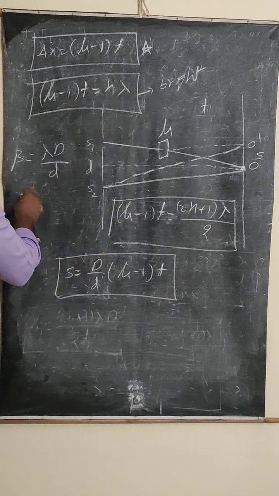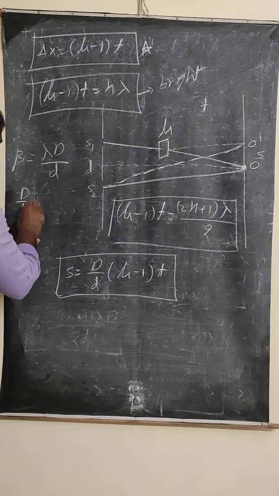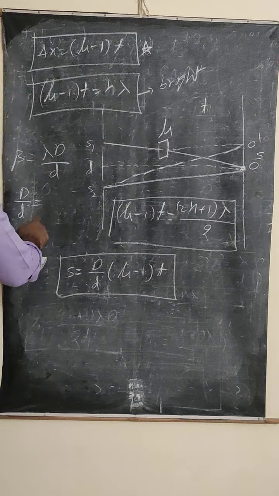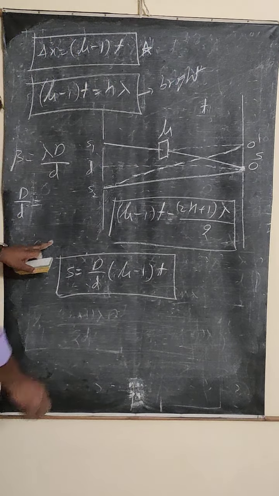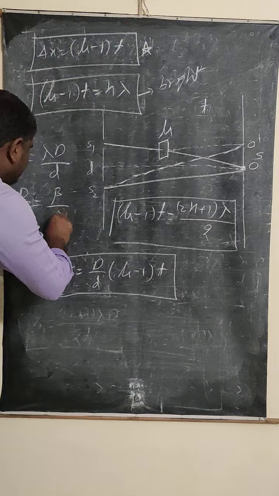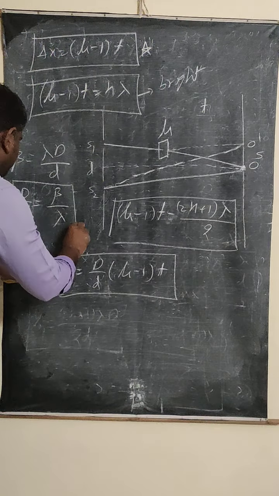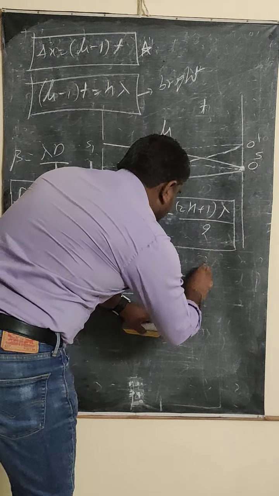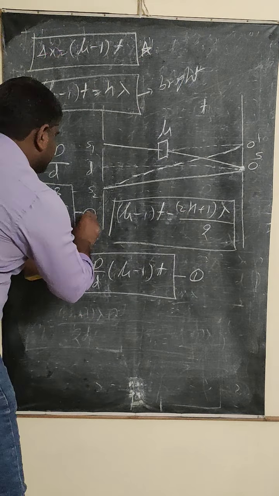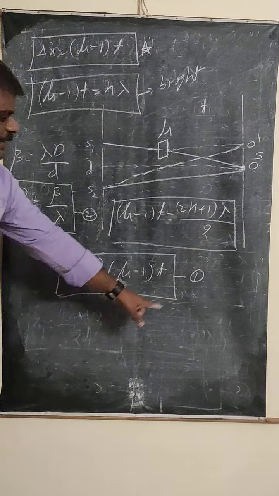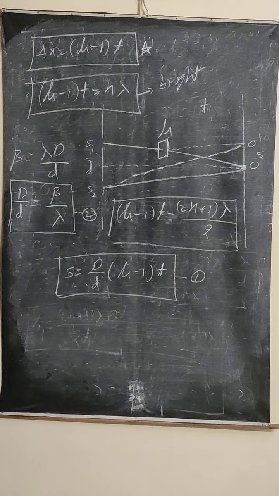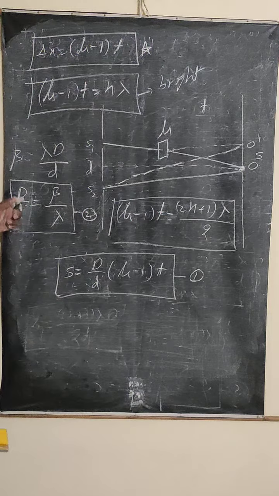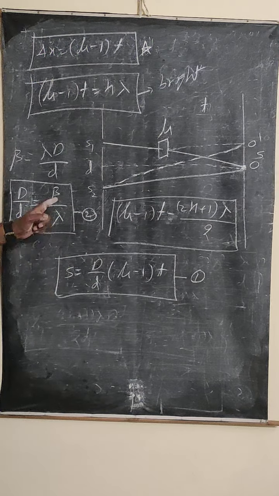If I write capital D by small d is equal to, then lambda goes to the denominator, so it can be written as beta by lambda. You must remember this derivation also. Call it equation number 1, and this is equation number 2. Where are we deriving this from? From the fringe width condition: capital D by small d is equal to beta by lambda.